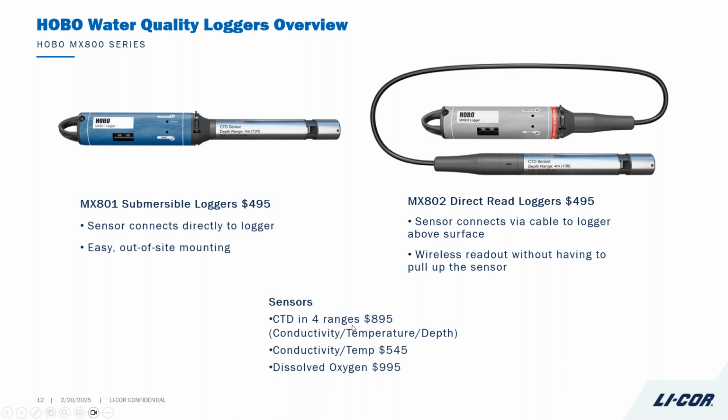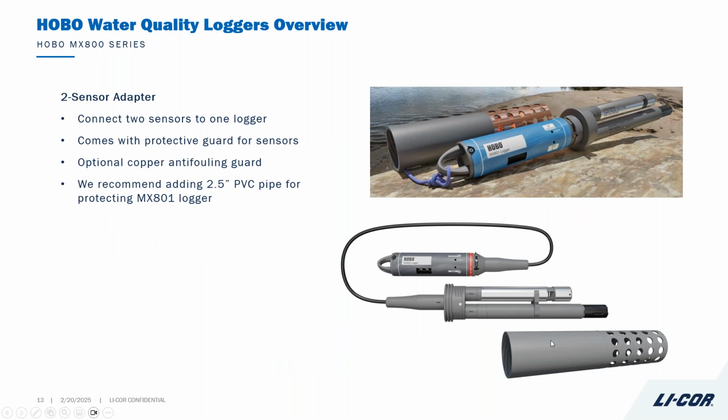And we have up to a 250-foot range for deeper applications. We also have a conductivity and temperature sensor, which again can be used for salinity. And then we have a dissolved oxygen sensor. And so any of those sensors can be connected to either of those loggers. And you can also connect 2 of those sensors to one logger, which is pretty powerful.